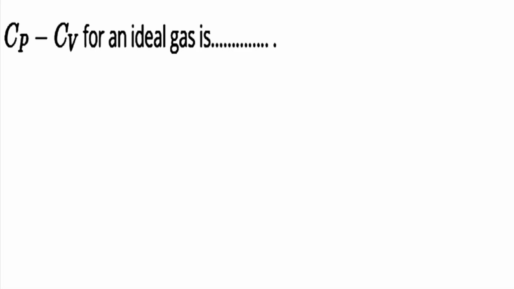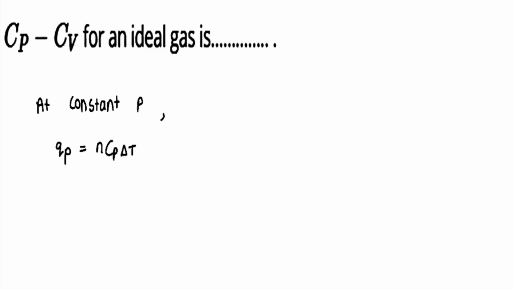Hello, the given question is that Cp minus Cv for an ideal gas is, okay. So here what we have to do is fill in the blanks, that is Cp minus Cv is equal to what. So we know that at constant pressure, the heat given, that is Qp, is equal to nothing but n Cp into delta T.